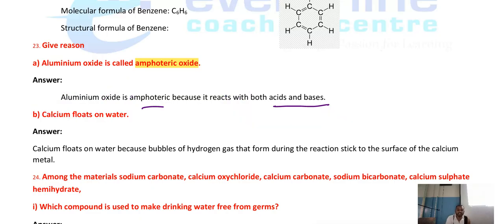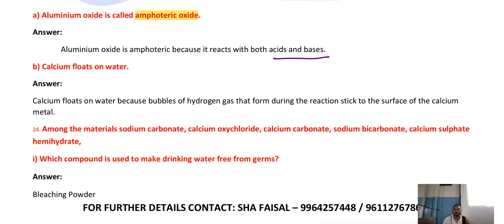Next, calcium floats on water. They may ask you to write the reason. Remember, calcium, why does it float on water? Because bubbles of hydrogen gas that form during the reaction stick on the surface of calcium metal. So it floats on water.